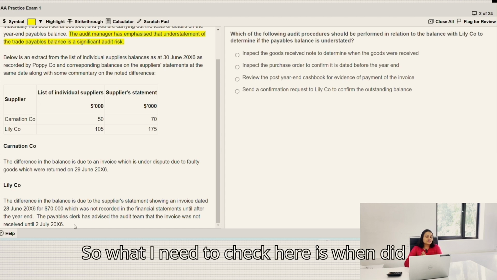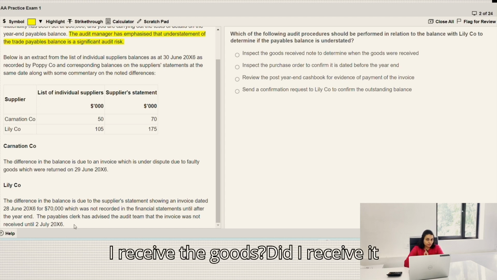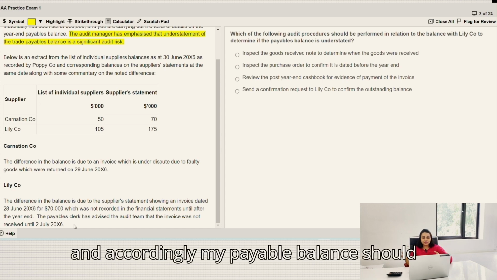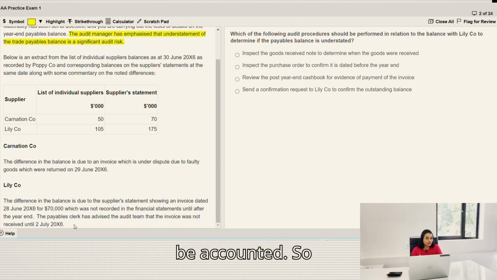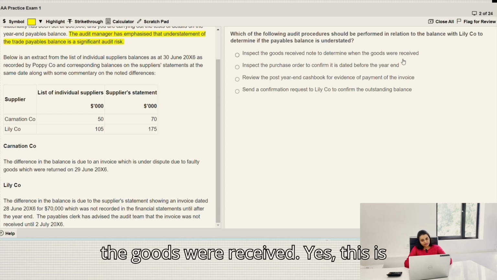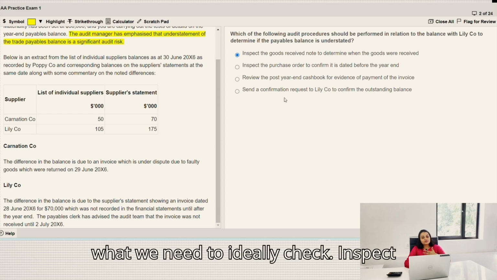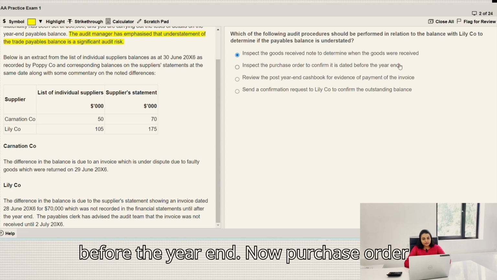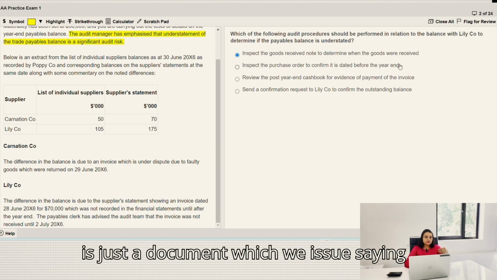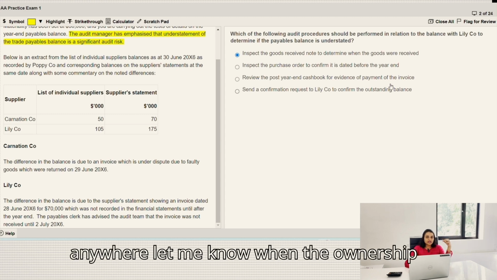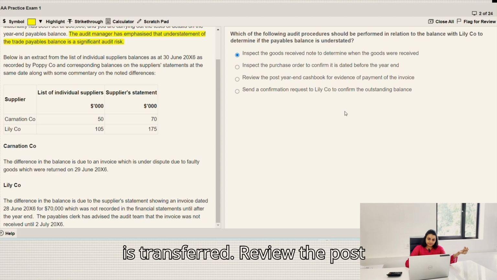So what I need to check here is when did I receive the goods? Did I receive it before 30th June or after 30th June? And accordingly my payable balance should be accounted. So, the procedure that I will perform: inspect the goods received note to determine when the goods were received. Yes, this is what we need to ideally check. Inspect the purchase order to confirm it is dated before the year end. Now, a purchase order is just a document which we issue saying please send these goods. This does not anywhere let me know when the ownership is transferred.